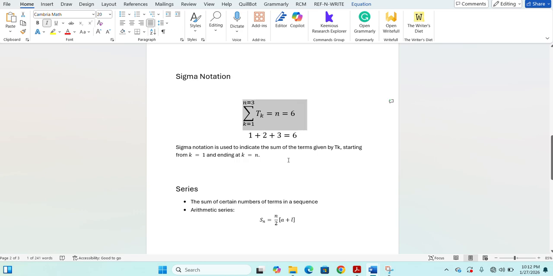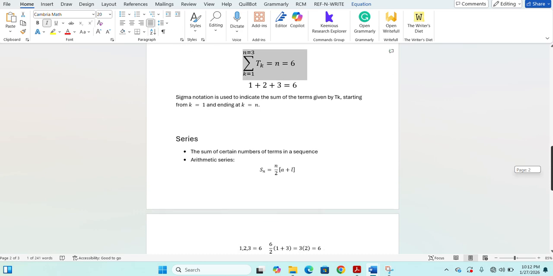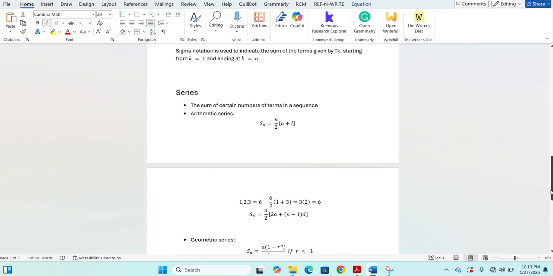So this is what sigma represents. It represents the sum of all the terms in a sequence. So yeah, this is what sigma notation is all about. So now we are in series. So series is like sigma notation for the arithmetic. So it's like you add all the numbers and you find their total.